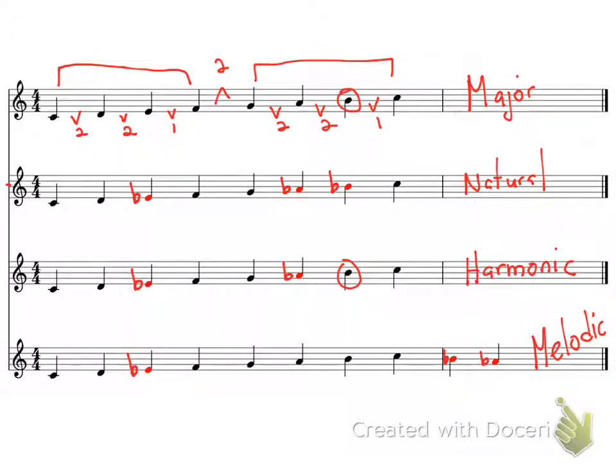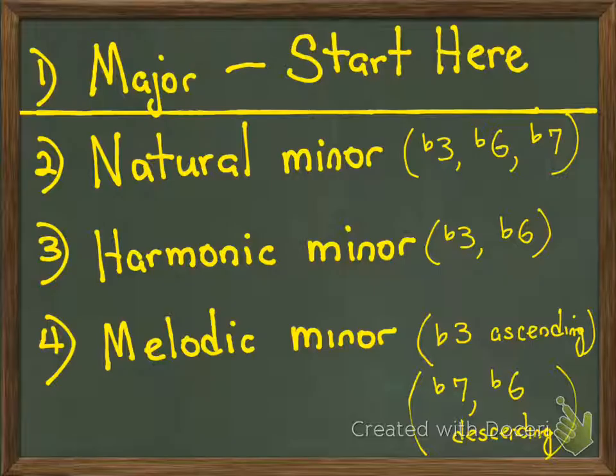So once again, we have 4 scales. We start with the major scale, we lower the 3rd, 6th, and 7th degree, and we can convert the major scale into natural minor. Start with the major scale and lower the 3rd and 6th degree, and you end up with harmonic minor. Start with the major scale and lower the 3rd degree ascending and the 6th and 7th degree descending, and you have the melodic minor.